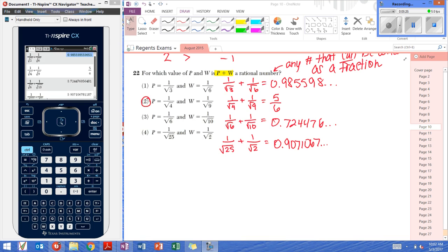I think the easiest way to complete question number 22 was to just find out the values when you found the sums. What they were doing is telling you to add P and W together. The hardest part about this is making sure that you type it in your calculator correctly.